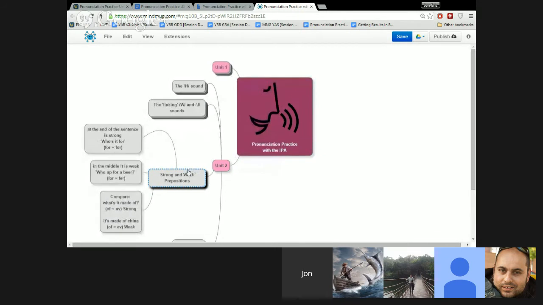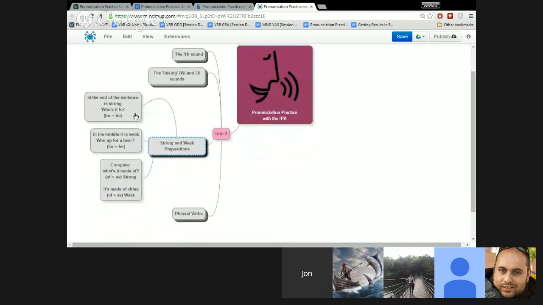Strong and weak prepositions. Remember I said who's it for? For is pronounced like it's supposed to. It's strong. Who's it for? Because it's at the end. If it's in the middle, who's up for a beer? It's not for, but fer. It's weak because it's in the middle. For example, compare, what's it made of? What's it made of? Of is of. It's made of China, not of, but uv. Made of. So when it's not at the end, it's the weak form.